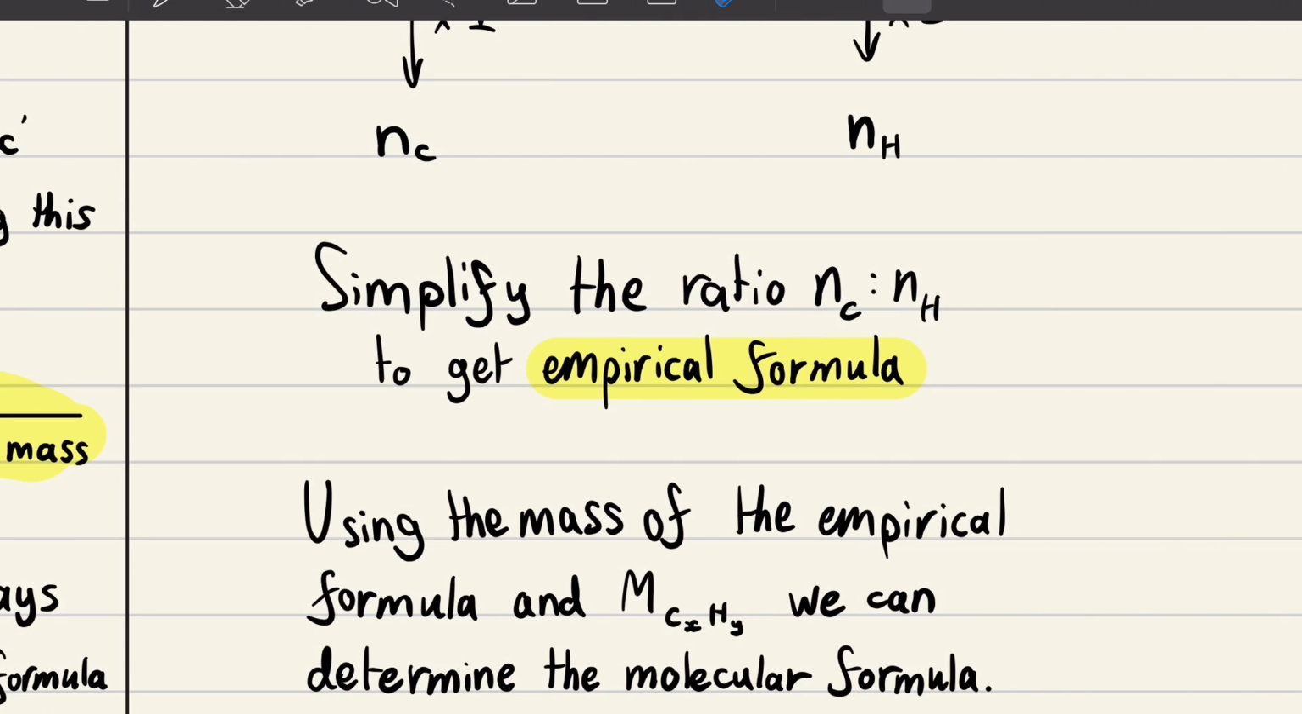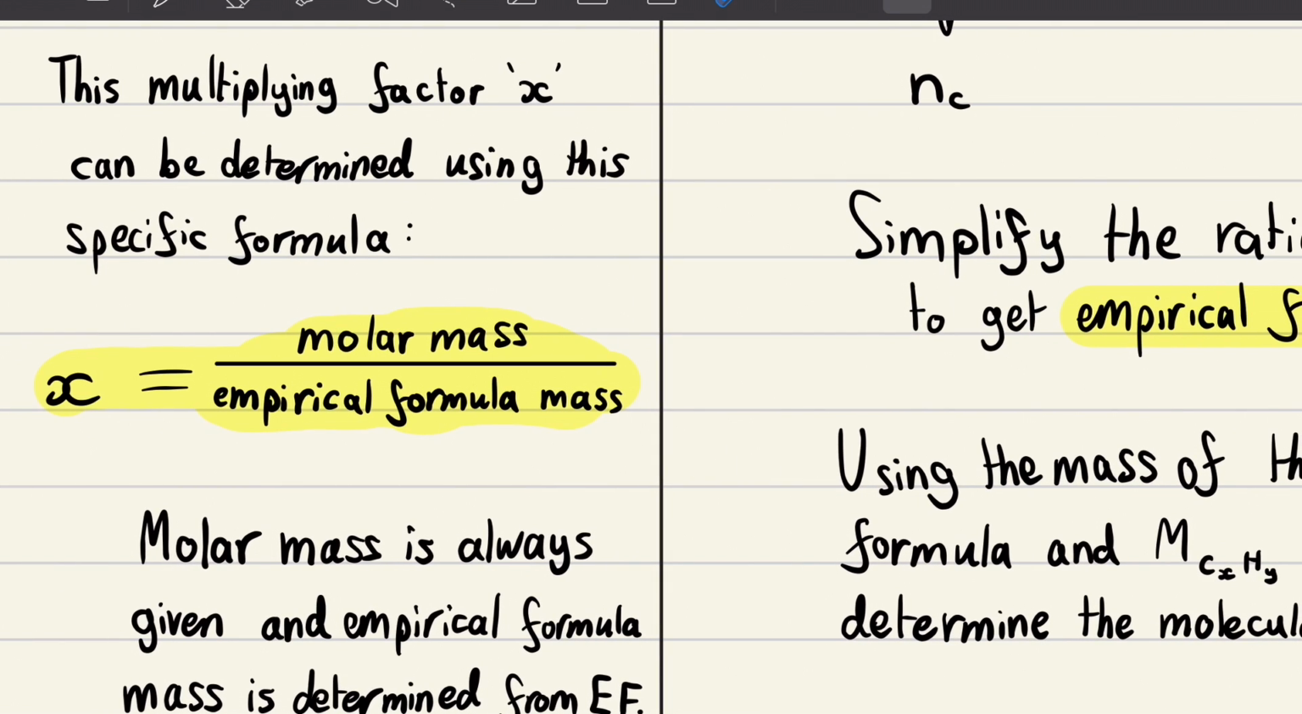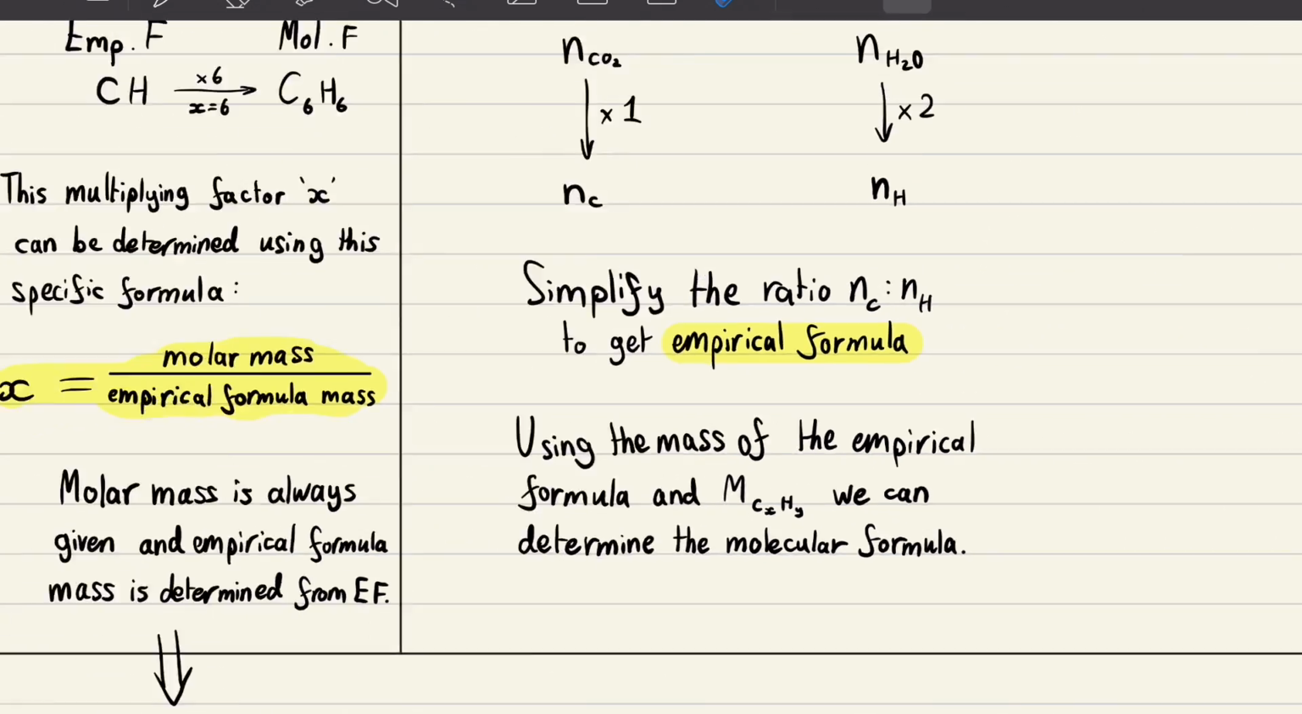If the question's asking us to find the molecular formula, we can use the mass of the empirical formula. So let's say it was CH3, as we said before. The mass would be 15.04, and using that mass and the molar mass of CxHy, which is always given in the question, we can determine the molecular formula by using this handy formula here, and we just times the multiplying factor x by the ratio in the empirical formula.